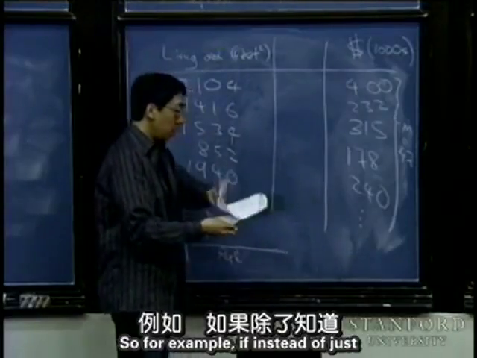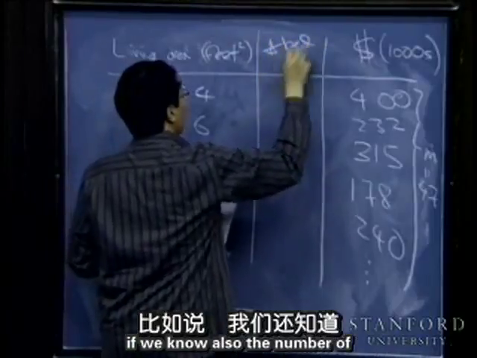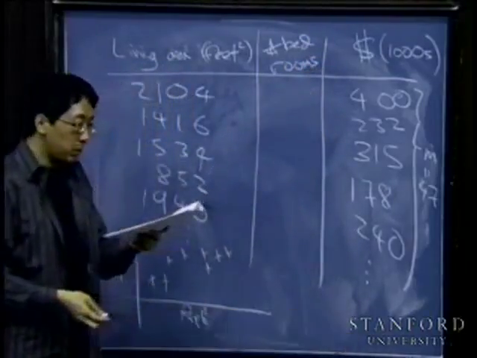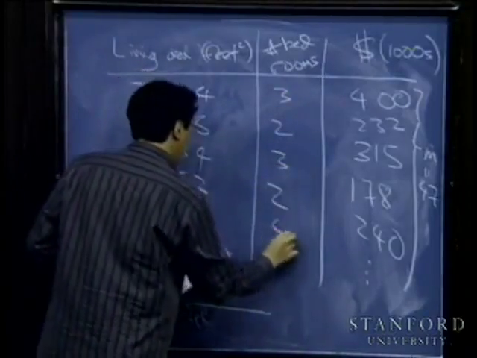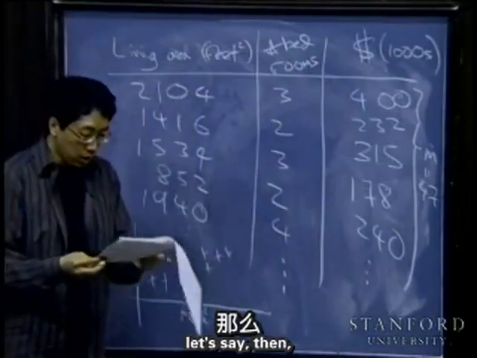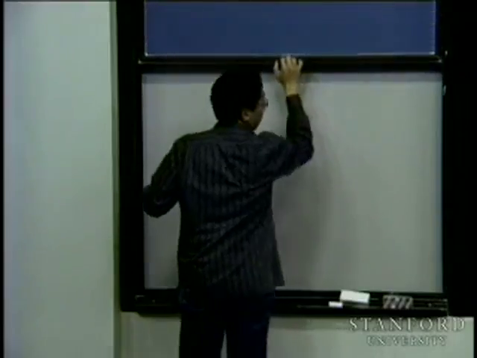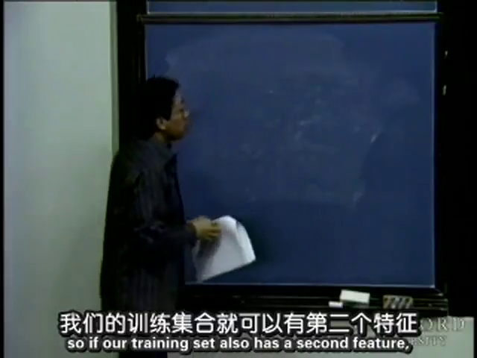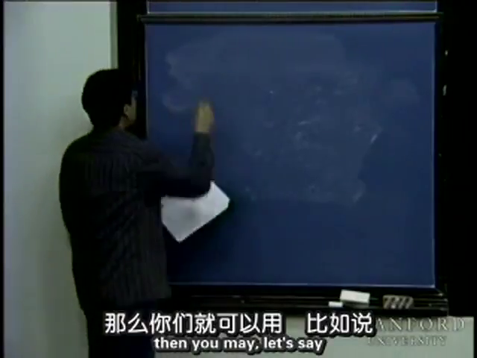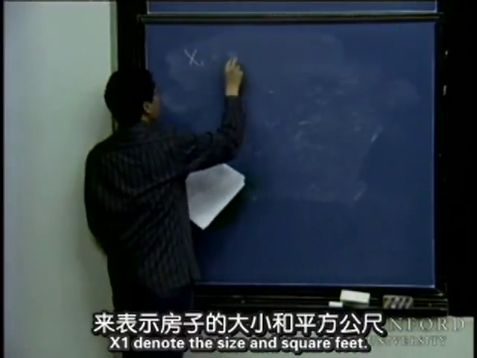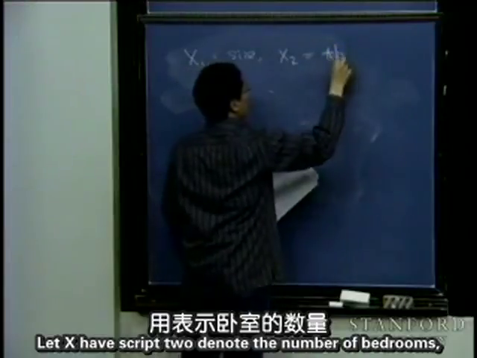More generally, for many regression problems, we may have more than one input feature. So, for example, if instead of just knowing the size of the houses, we know also the number of bedrooms in these houses, 3, 2, let's say, then if our training set also has the second feature of the number of bedrooms in the house, let x1 denote the size in square feet. Let x subscript 2 denote the number of bedrooms.